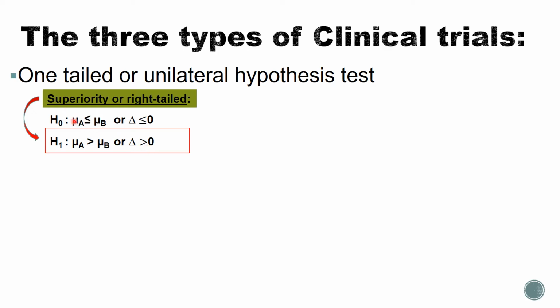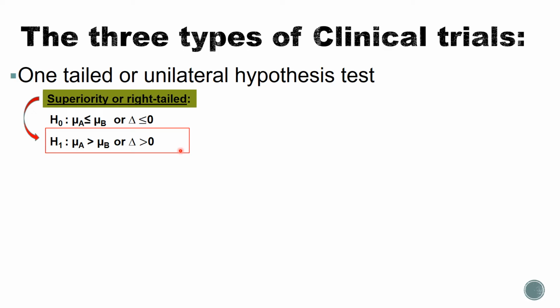Then the null hypothesis would be that if treatment A is not better than treatment B, then the opposite will be that treatment A is simply what? Less than or equal to treatment B. And that's our null hypothesis. In other words, the difference in efficacy between treatment A and B would be less than or equal to 0.